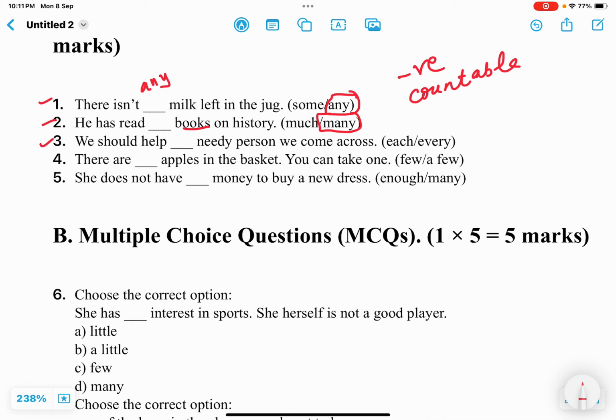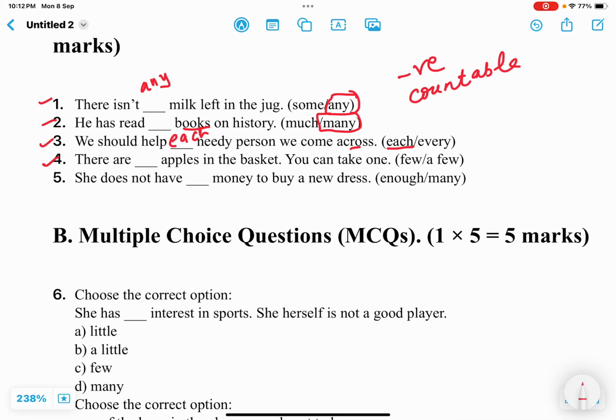Question number 3, we should help dash needy person we come across. Pay attention to the meaning of the sentence. Here it is talking about each and every person that we come across, meaning we are to deal individually. So when individuality is considered, the correct option is each. We should help each needy person we come across. Here the main focus is on individuality, not on the entire group.